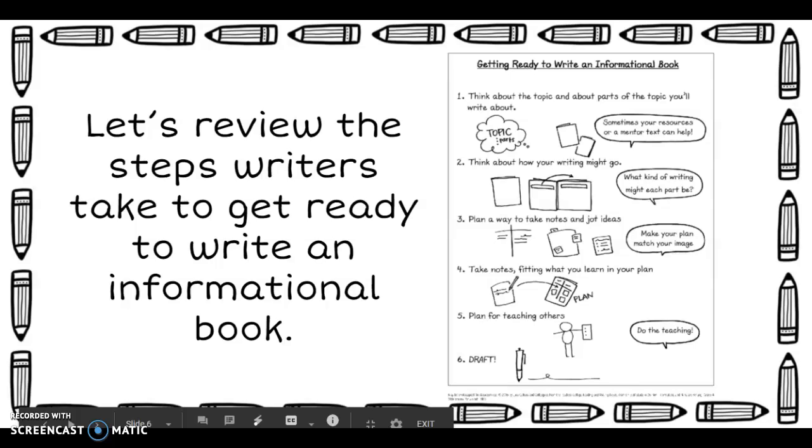Let's review the steps writers take to get ready to write an informational book. The first one is to think about the topic and about parts of the topic that you'll write about. A second idea is to think about how your writing might go. Third would be to plan a way to take notes and jot ideas down. Fourth then would be to take the notes, fitting what you learn in your plan. Fifth would be to plan for how you're going to be teaching others. And then finally, the actual drafting of your writing.